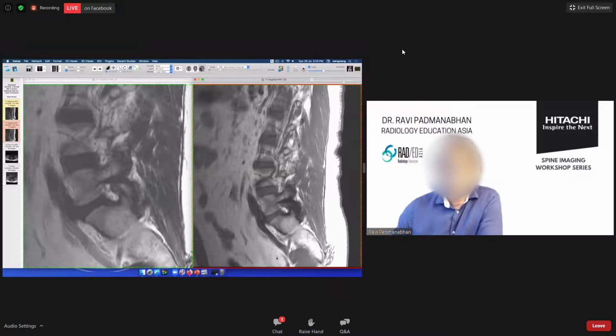So let's not have the T2 fat set for the moment. Let's just look at it on the T2s. I just want you to look at the posterior paravertebral region. If we're scrolling through here, there are some posterior paravertebral cysts, but they're pretty small. Very easy to just go past them. Let's look at it now with the fat set sequence.